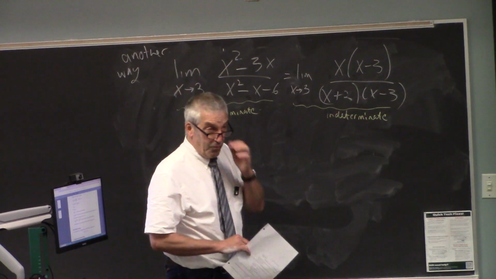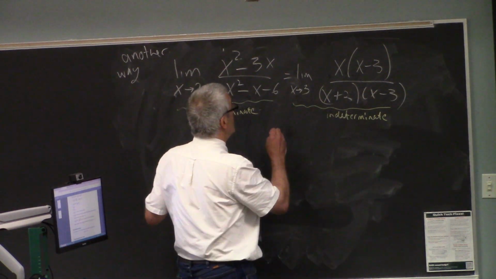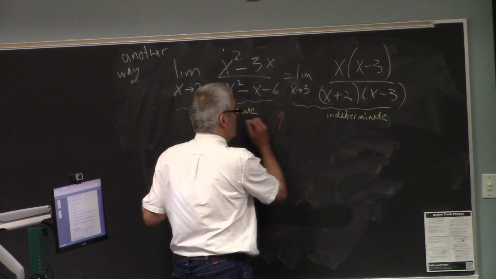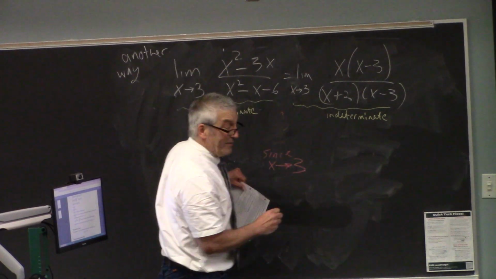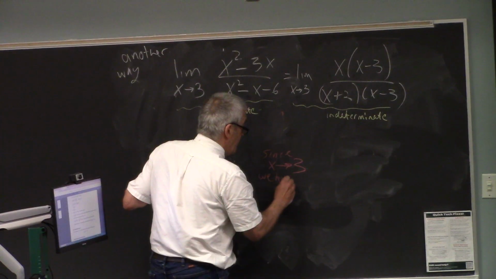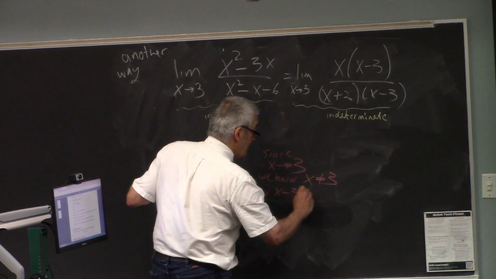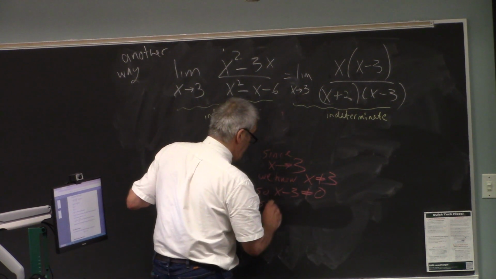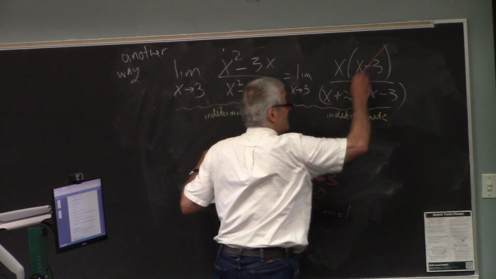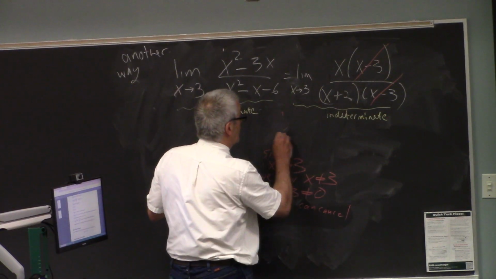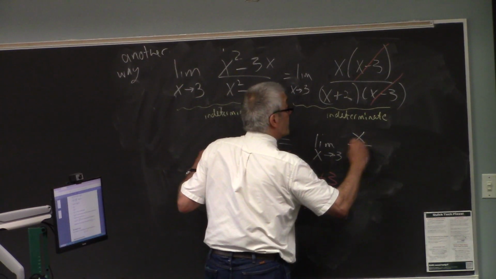Can cancel. Remember, this is what I was saying on Monday and in recitation, the most important concept of the first month of the course. You can cancel. So I'm going to say this. Since x is approaching 3, this is the idea of a limit, we know that x is not equal to 3. So x minus 3 is not equal to 0, so we can cancel. So I can cancel this, and I get the limit as x approaches 3 of x over x plus 2.